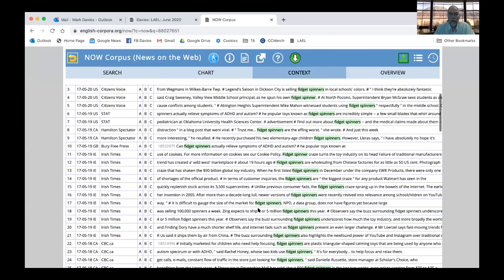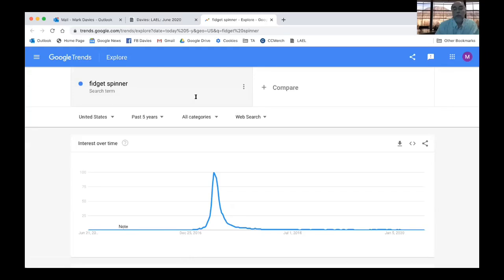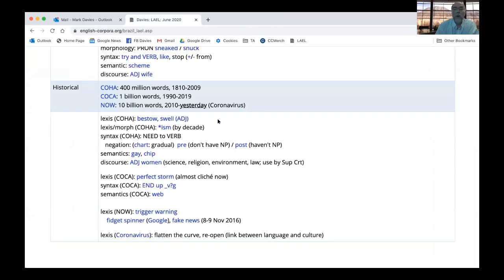If you look in Google Trends, which measures what people are searching for, not how much things are used in text, but how much people are searching for it, when does this spike? The middle of May 2017. So the NOW corpus mirrors perfectly what people were talking about and searching at that time, even to a 10-day period, okay?